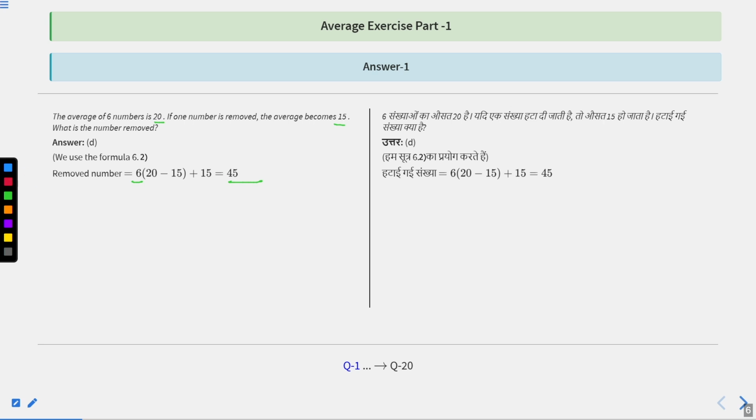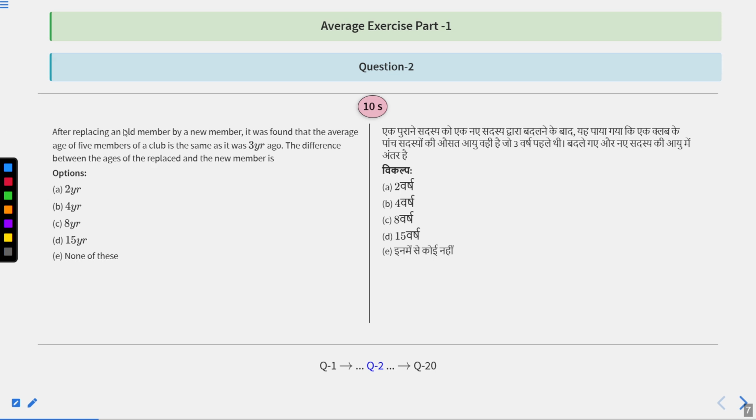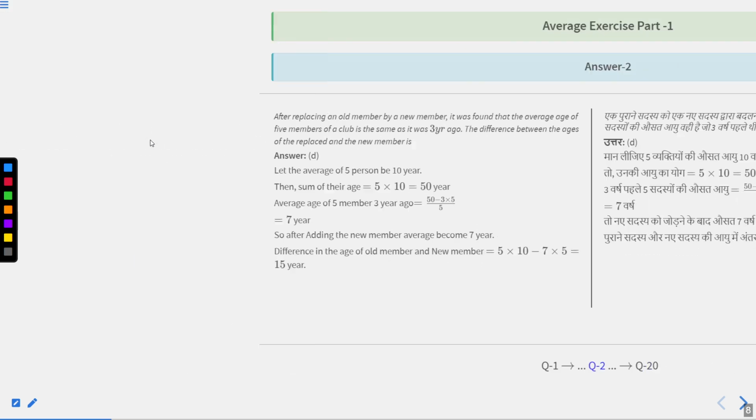Now next one: after replacing an old member by a new member, it was found that the average of the 5 members of a club is the same as it was 3 years ago. The difference between the ages of the replaced and new member is? You have 5 options and 10 seconds to analyze the question. Your time starts now. Now time's up. Let's see the solution.